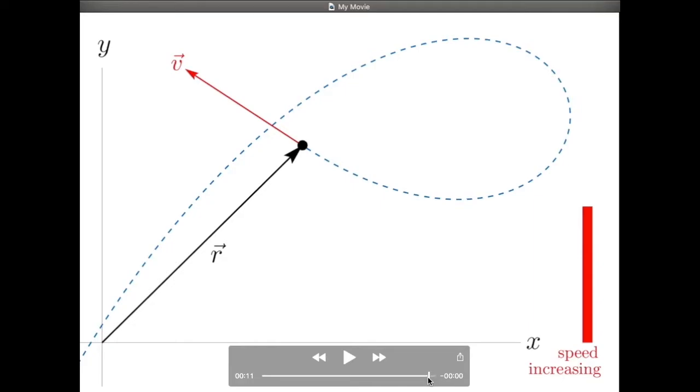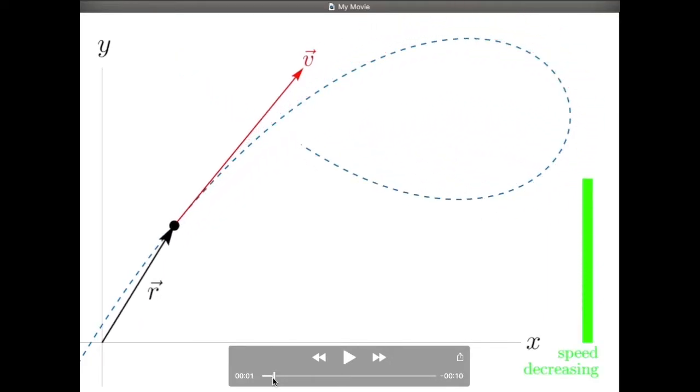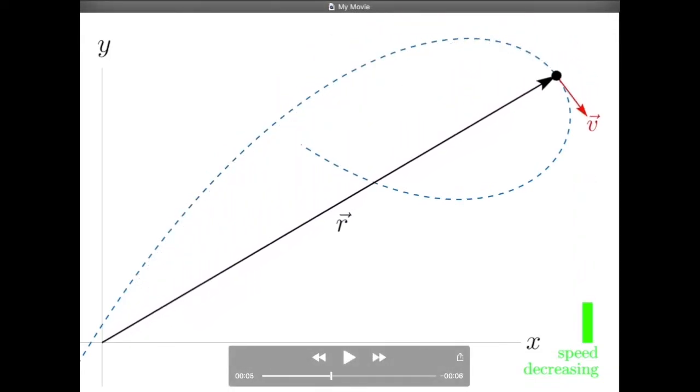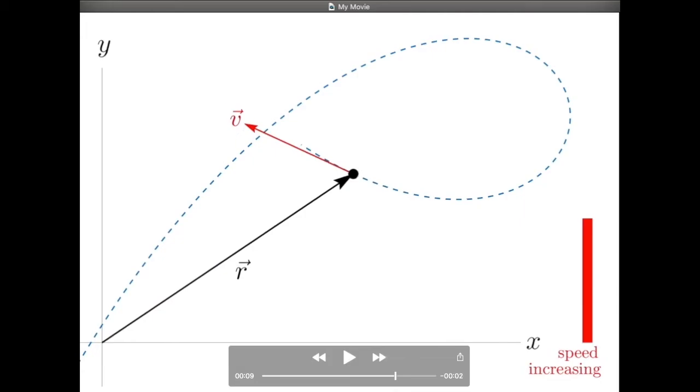Let me back this animation up. So we're over here. At that point, the object is moving relatively fast. The velocity vector is long. If I move it forward, we come to a place where the object is moving slowly. The velocity vector is short right here, so it's moving slowly. And then, as we go forward, it speeds up again.